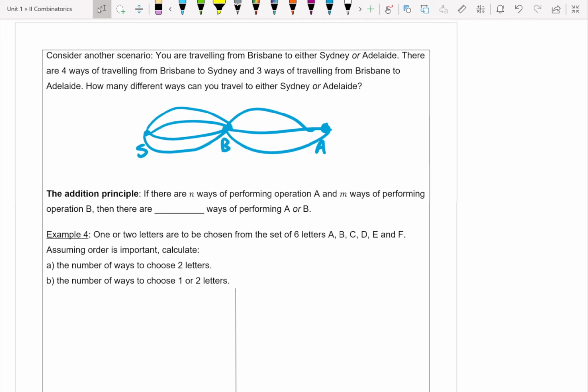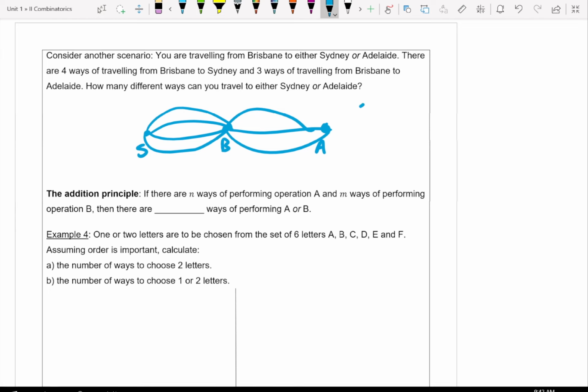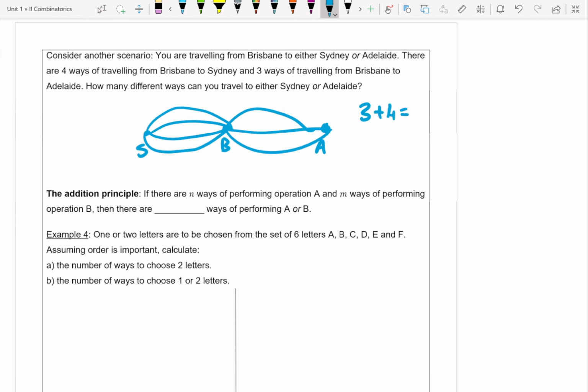These are what we call mutually exclusive. So the 2 options don't rely on each other. So it's actually just the 3 options that take me to Adelaide plus the 4 options that take me to Sydney for a total of 7 options. So this is called the addition principle. If there are n ways of performing an action and m ways of performing an action, then there are n plus m ways of performing A or B.